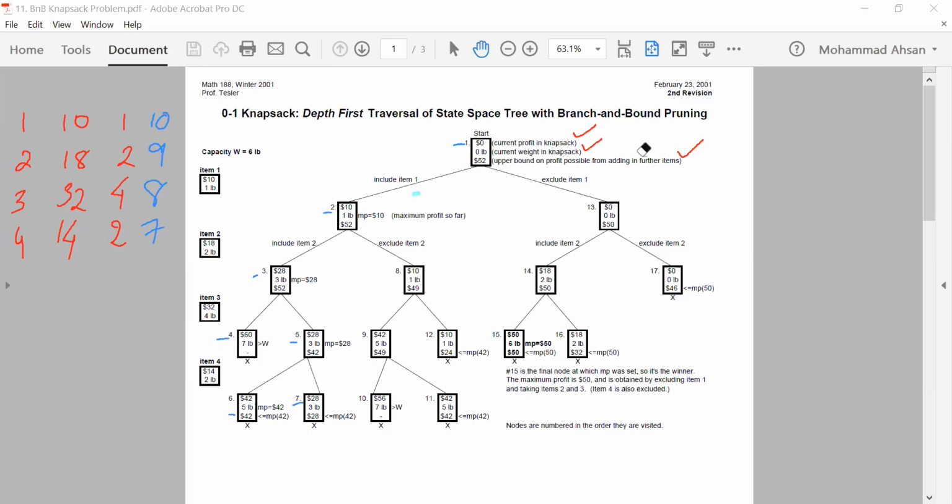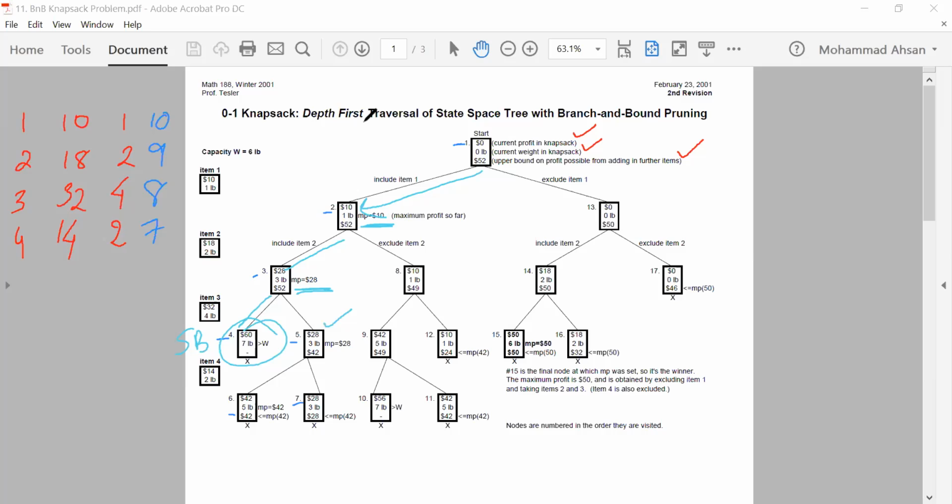I start at 1 and I go to node number 2. There my profit becomes 10, weight is 1, and estimated profit is still 52. So my maximum profit is 10 currently, what I actually have in my sack. Then I come to node number 3, my profit changes to 28. I come to node number 4, my weight, this is a static bound. Because of the weight, I cannot go any further.